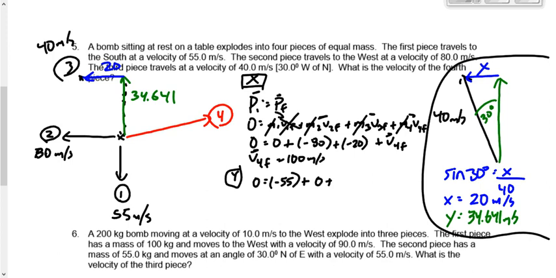What's the Y component of the 40 meters per second that's dead to us? Matt, what's the Y component of that 40? 34.641, and it's positive because it's up, right? Plus V4F. So negative 55 plus 34, take it to the other side. It gives us 20.359.